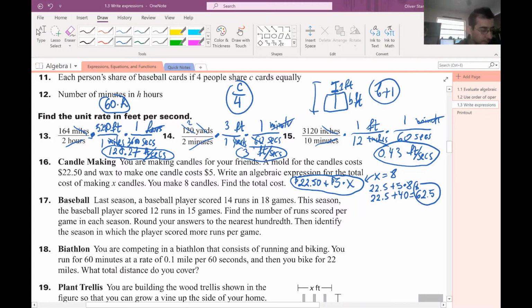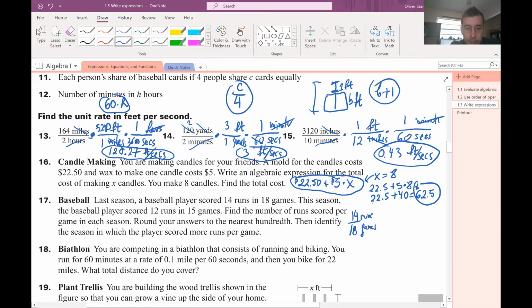So that's 16. Number 17, baseball. Last season, a baseball player scored 14 runs in 18 games. So 14 runs in 18 games. So runs, games.